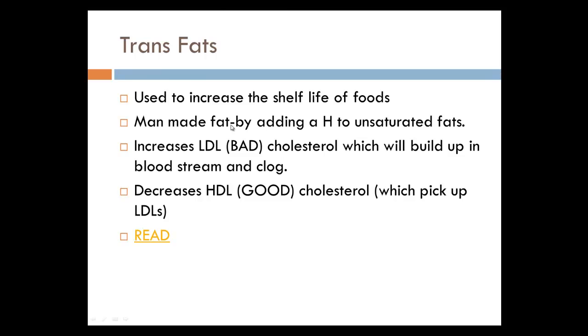What's done is you take an unsaturated fat, like a vegetable oil, and add hydrogens to it. When you do that, you make the oil much more stiff. For example, compare vegetable oil and Crisco. If you were to compare those two, you would see that one's more of a liquid while one's more stiff.